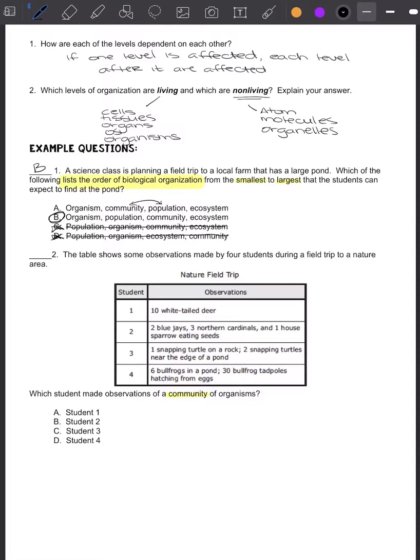So I know it's not going to be number 1, because these are specifically referencing deer. 2, blue jays, northern cardinals, and 1 house sparrow. 3, a snapping turtle and a snapping turtle. It's not that one, because those are the same. 6 bullfrogs in a pond, 30 bullfrog tadpoles. They both belong to the same species, so I know it's not that one. So my answer here is going to be student number 2 sees a community, because a blue jay is different from a cardinal, which is different than a house sparrow. So my answer is going to be B.